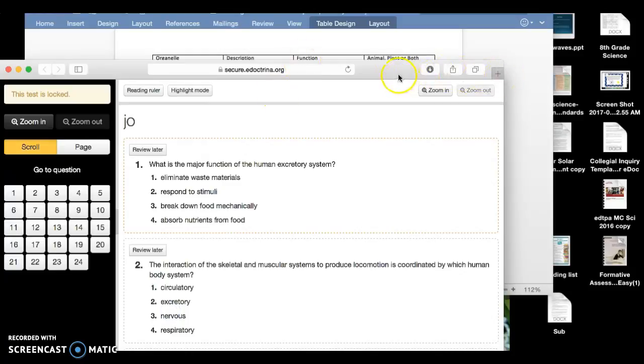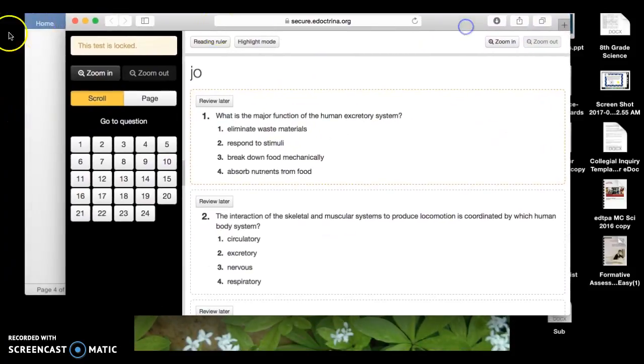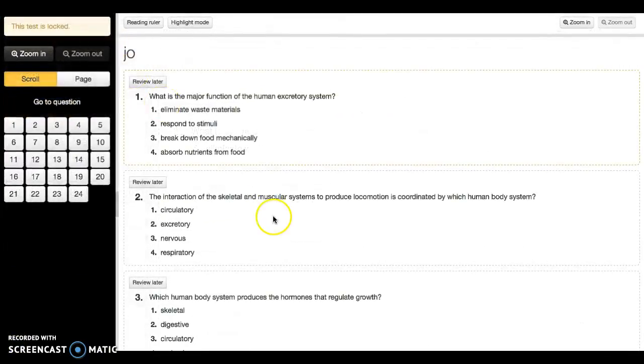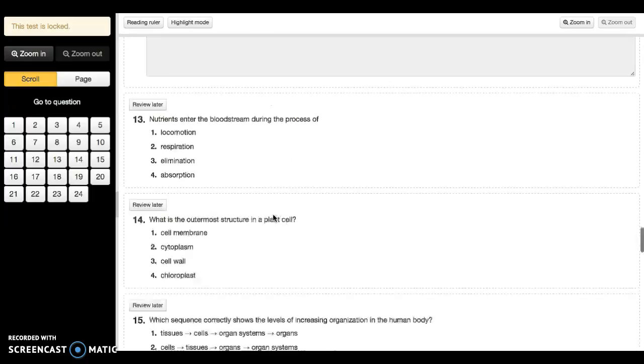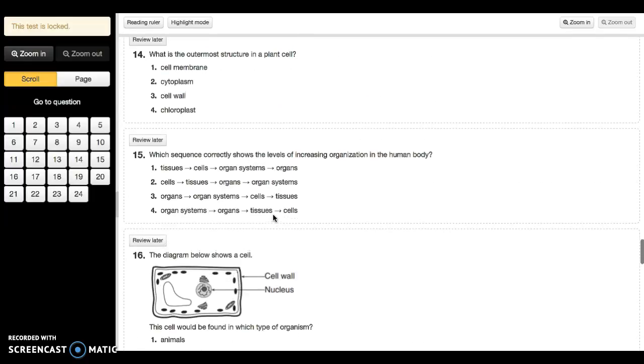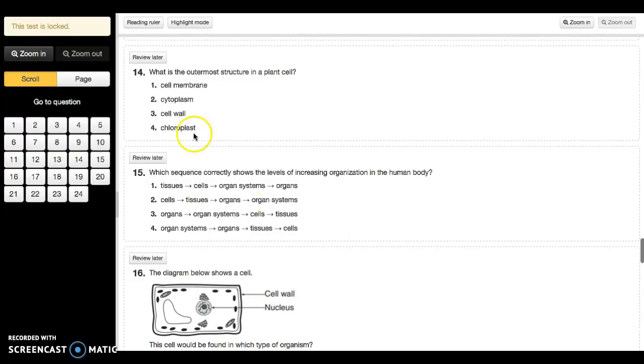Next, I have some more eDoctrina questions here. Let me just scroll down past human body. Okay, first question. What is the outermost structure in a plant cell? I'm going to have these embedded right in PlayPosit so you can answer on the side, and then we'll review it after you're done.